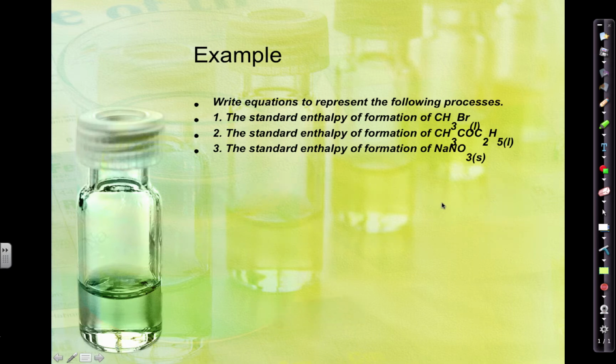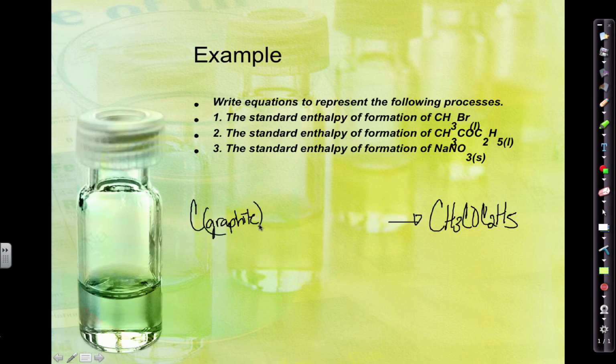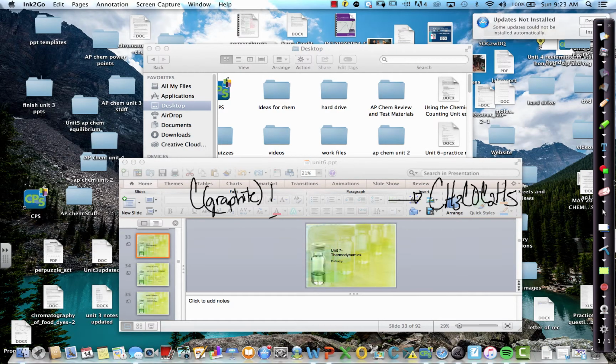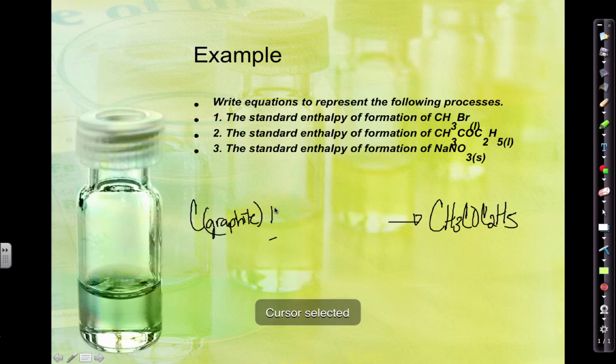Okay, so this one is CH3CO C2H5. Well, this is made with carbon, hydrogen, and oxygen. So carbon in its standard state would be graphite. Hydrogen would be H2. And oxygen would be O2.